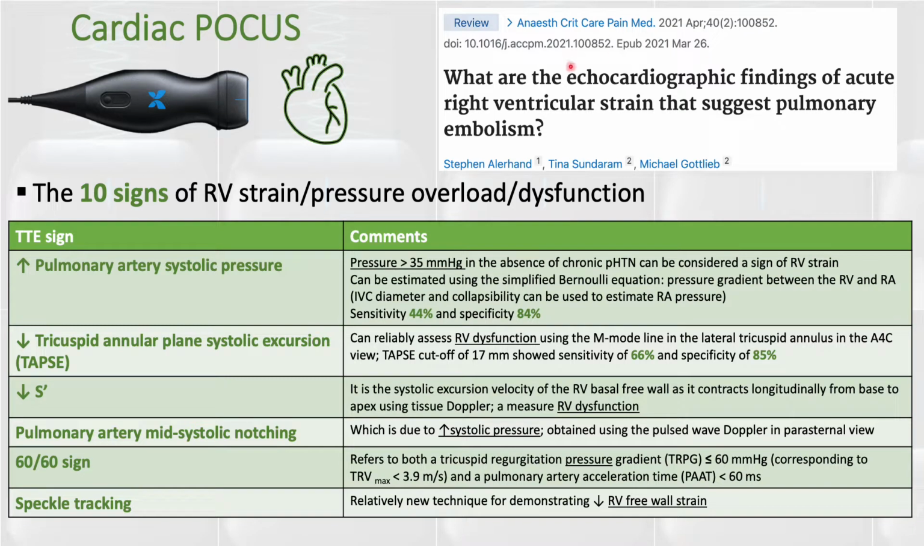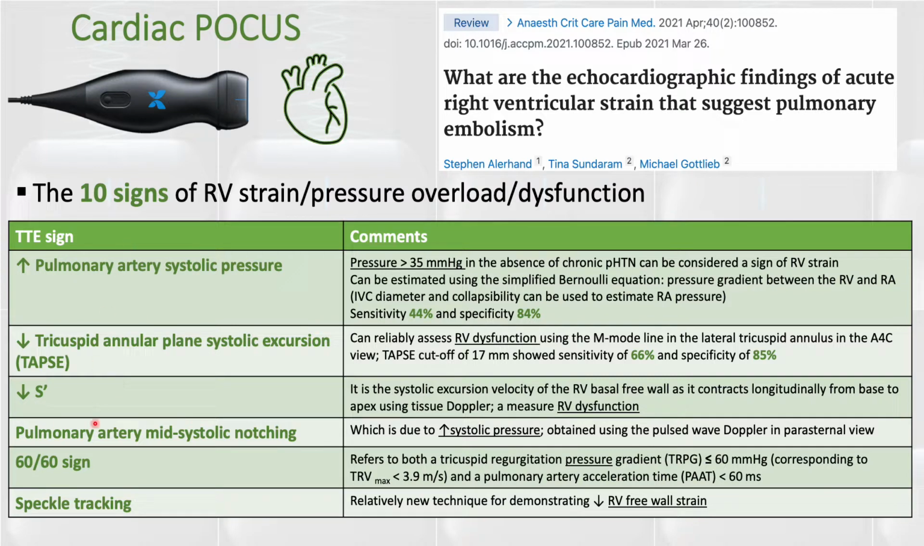Okay, so this nice paper actually delineates most of the cardiac ultrasound findings in pulmonary embolism. They mentioned about 10 signs of right ventricular strain or pressure overload or right ventricular dysfunction that you can look at in PE. Now, some of these can be detected by the bedside ultrasound that the general internist, and not a cardiologist, does when they do the bedside ultrasound or cardiac ultrasound.